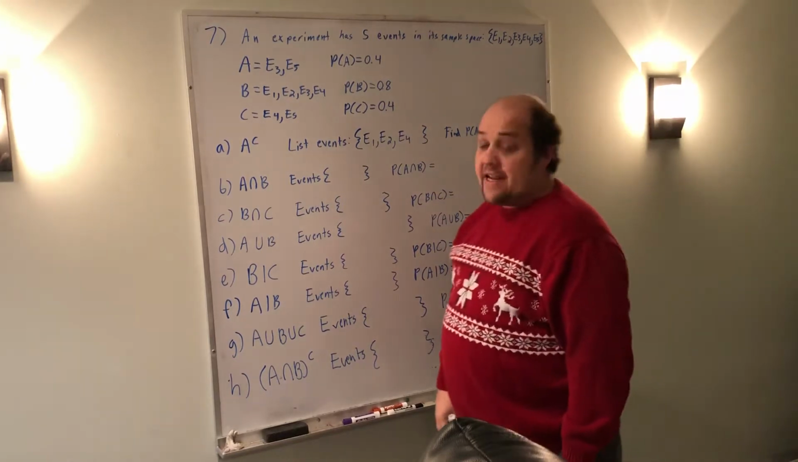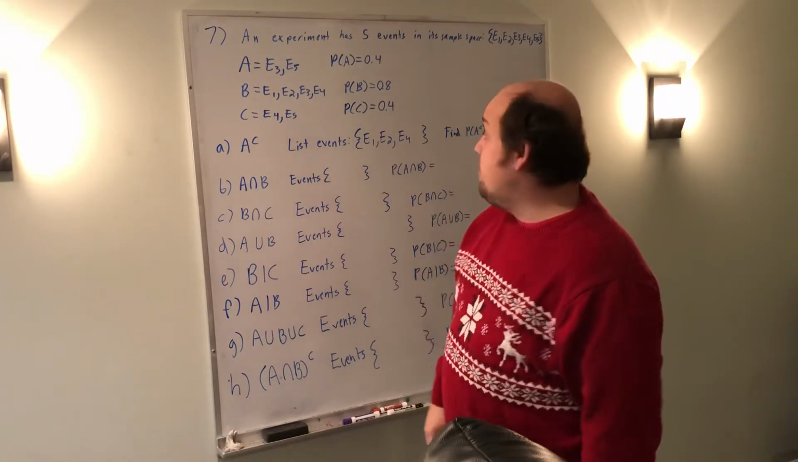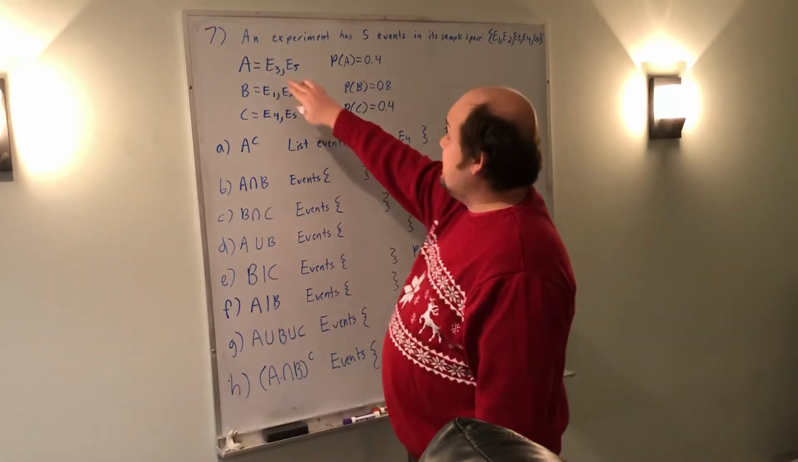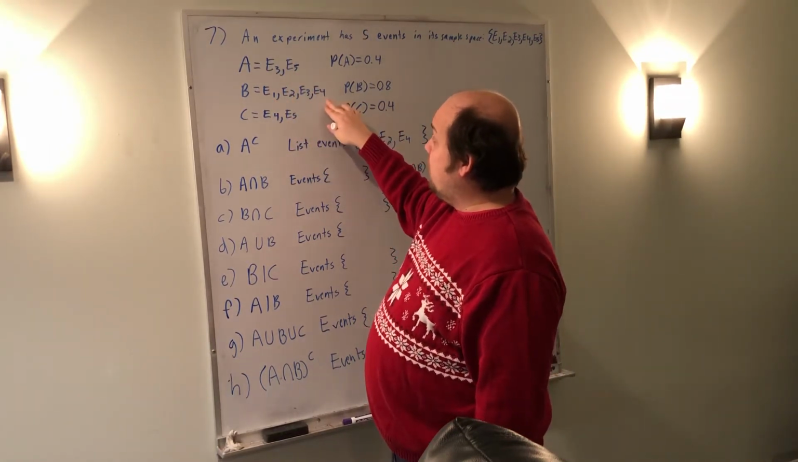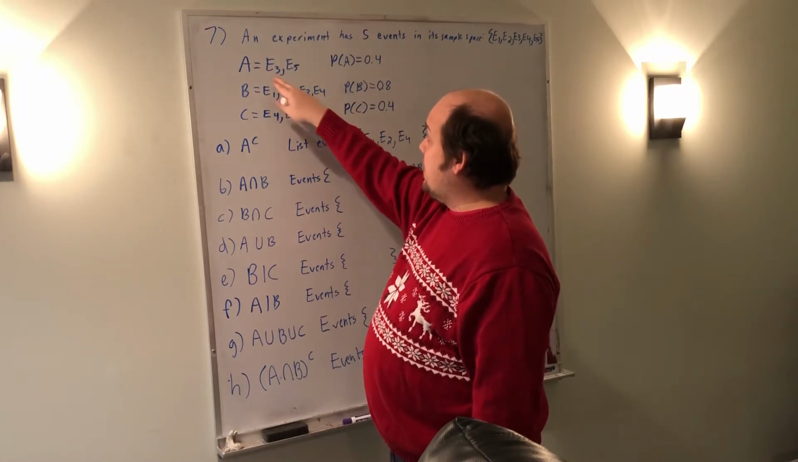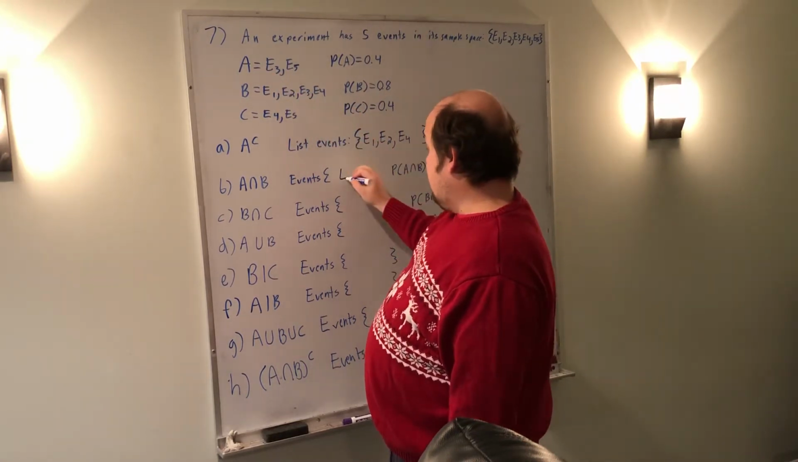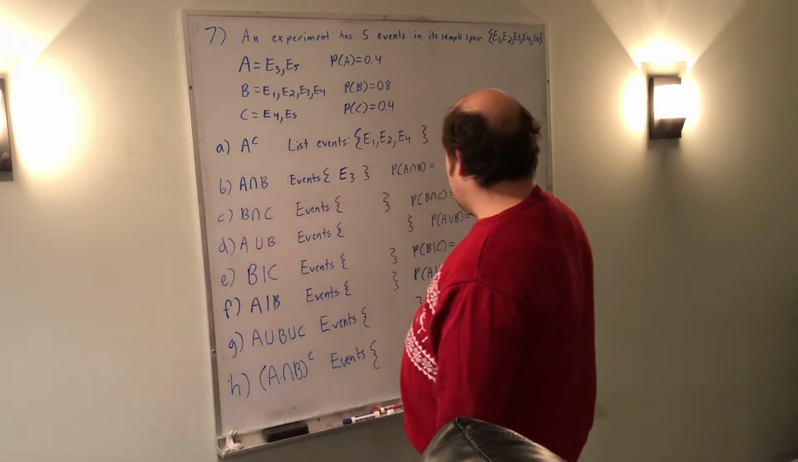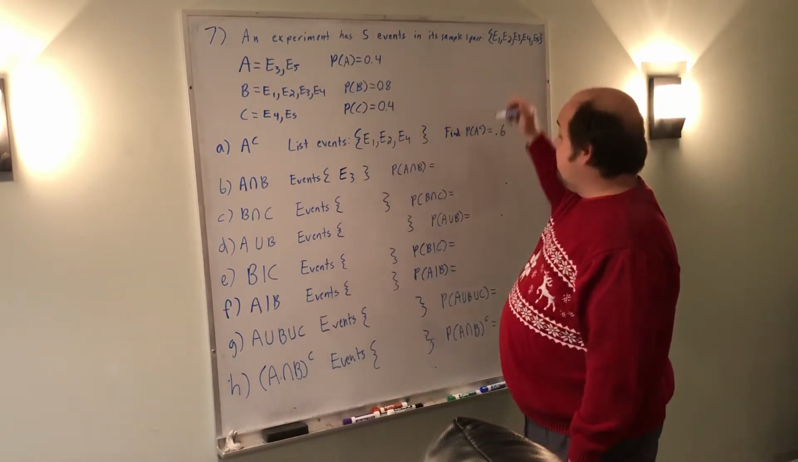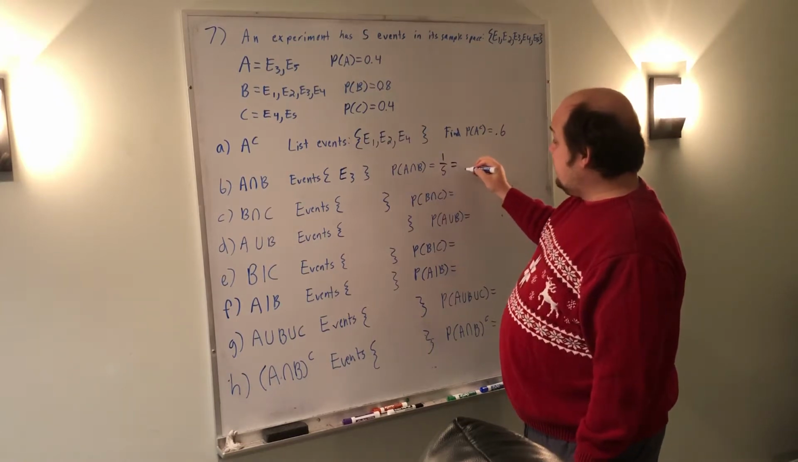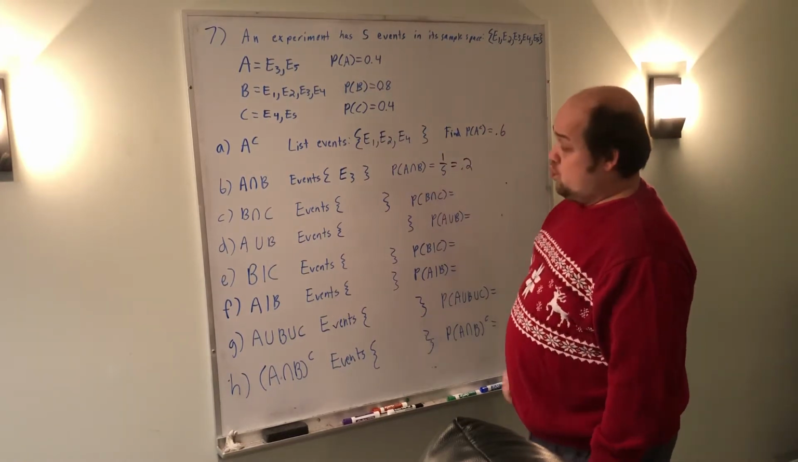For A intersect B, we only count events that are in both A and B. So A is E3 and E5, B is E1, 2, 3, and 4. The only events that are in both are E3. So E3 is the only thing I'm going to list here. The probability is the 1 event that occurred out of the 5 possibilities. And that's how I get 0.2.